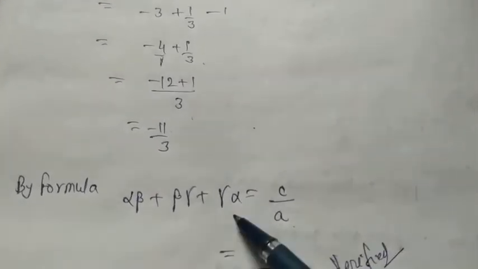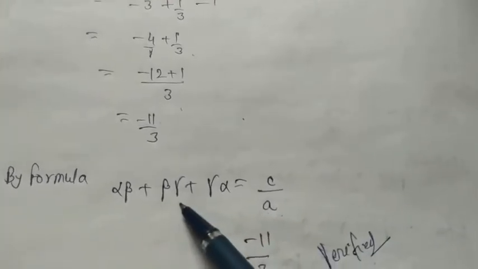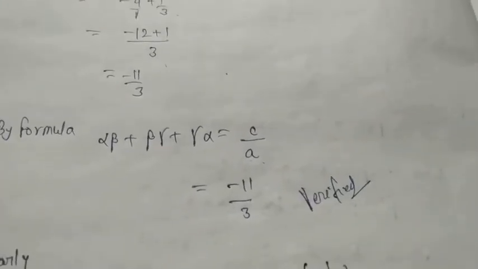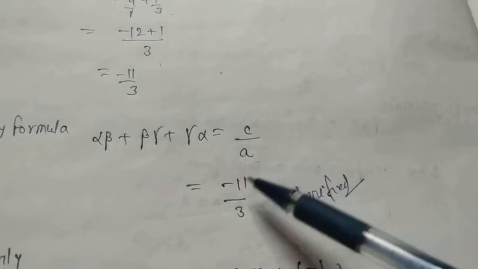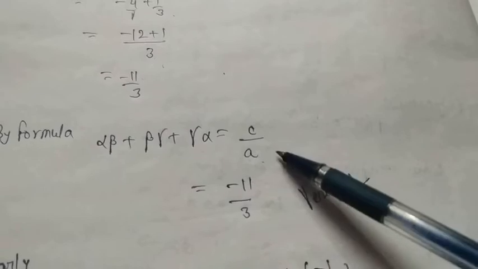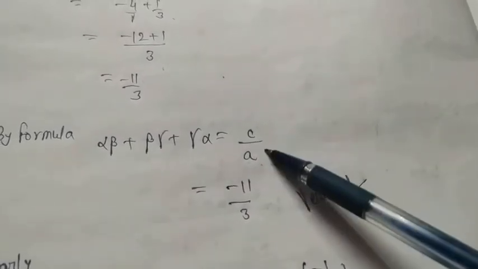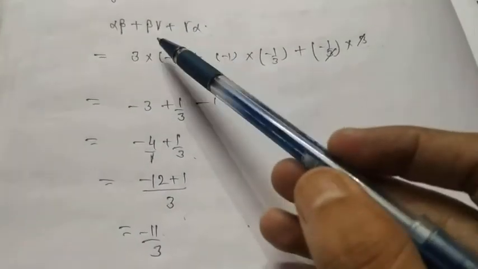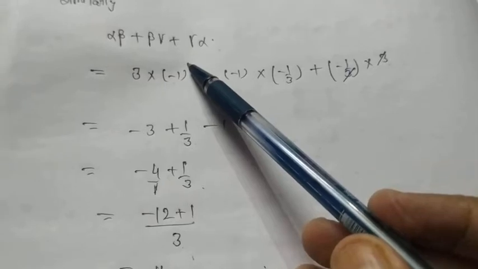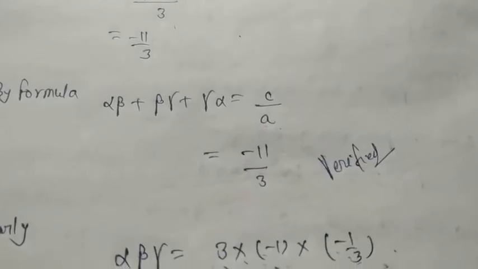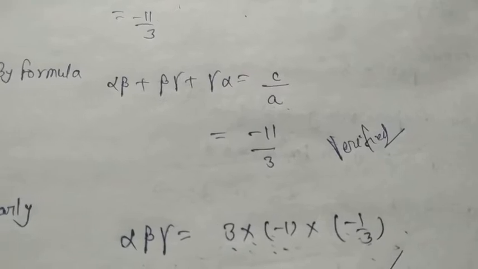Now the same we will calculate by the formula, that is alpha beta plus beta gamma plus gamma alpha is equal to c by a. And the value of c was minus 11 and the value of a was 3. This I have already calculated in this part. So you can see c was minus 11 and a was 3. So you can see, children, when I solve it directly by putting the values of alpha, beta, gamma, it comes to minus 11 by 3, and when I solve it with the formula, again it comes to minus 11 by 3. So this formula is also verified between the zeros and its coefficients.